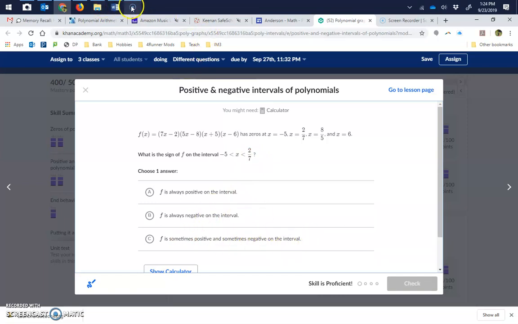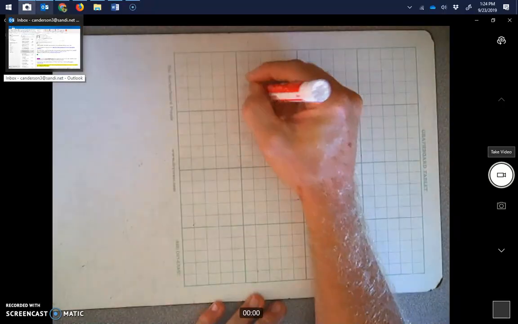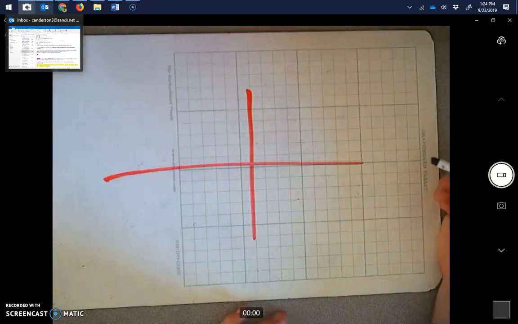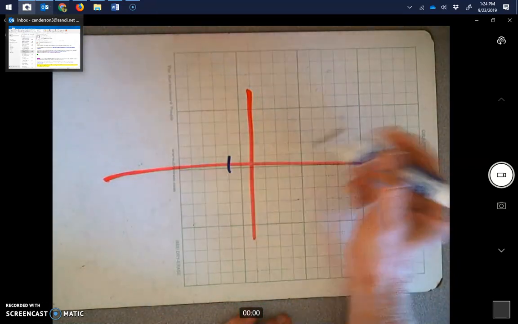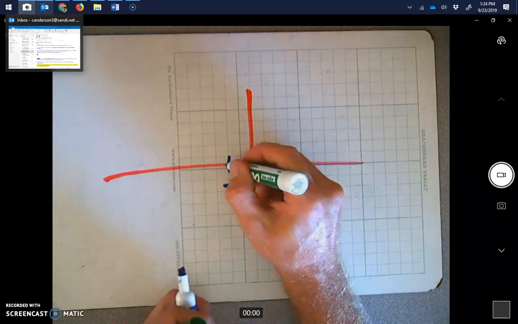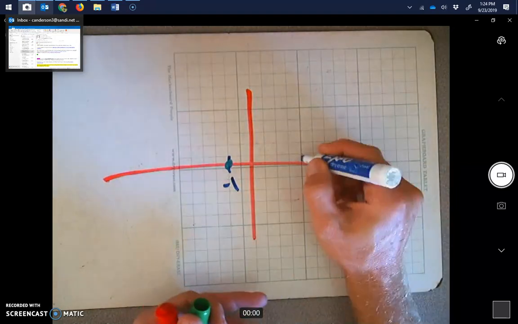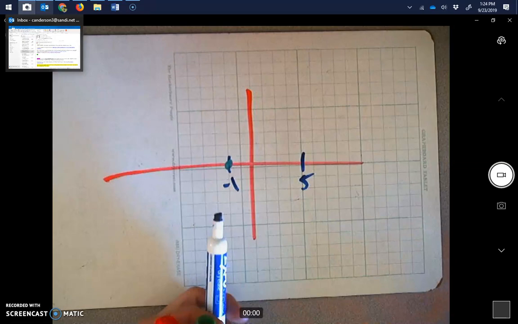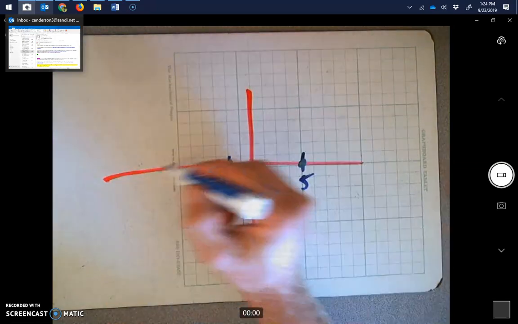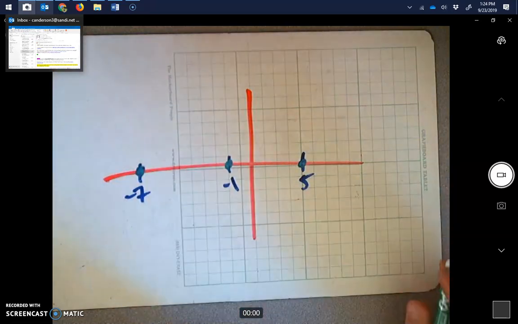So before I actually solve this problem, I'm going to talk about a couple of things. Let's say we have our coordinate grid, and let's say we have a 0 at negative 1. So I'm going to plot that with a green. Okay. And let's say we have a 0 at positive 5. And let's give ourselves one more 0. We'll go negative 7. I'm making these things up right as I'm talking.